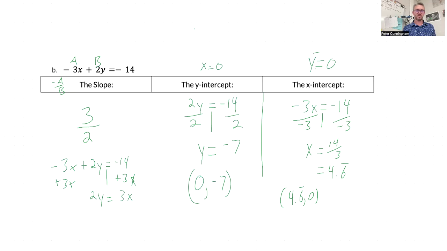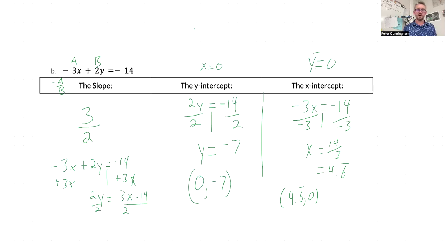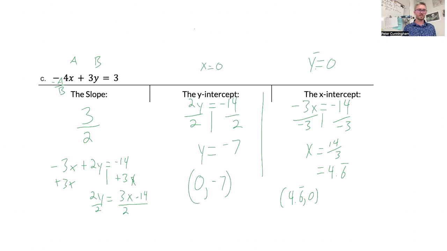Lost my place. Okay, -14. Sorry about that. And we would divide that by 2, leaving us a slope of 3 over 2, which we just proved we have, and a y-intercept of -14 divided by 2, which is -7. All right, next.